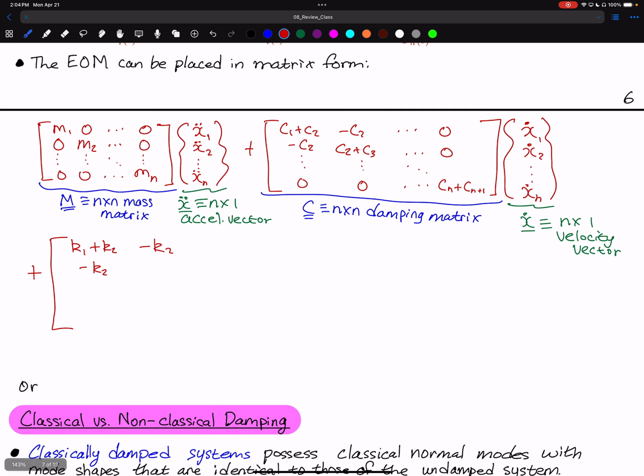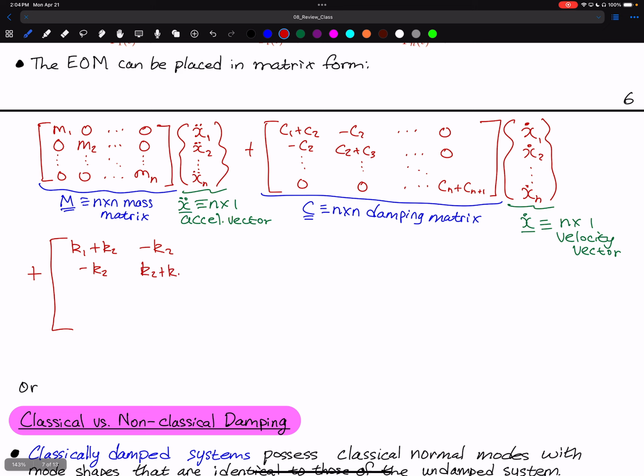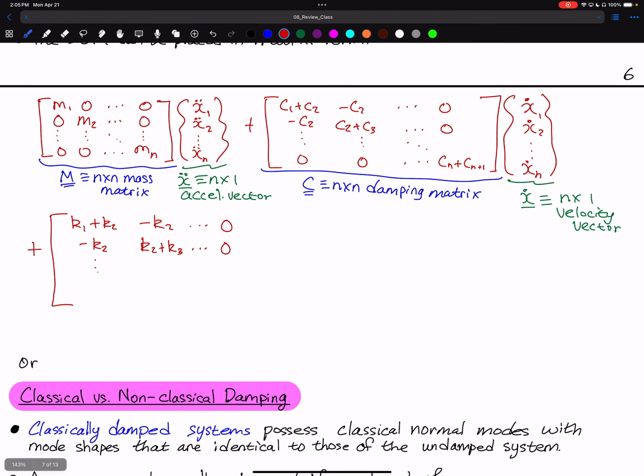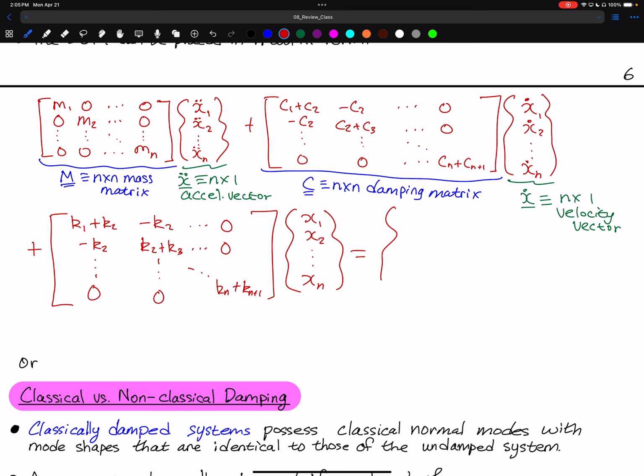And then over here, we're gonna have K2 plus K3, dot, dot, 0, dot, dot, dot, 0. Down here, we get a 0. Down here, a 0. And then lastly, we'll get Kn plus Kn plus 1. All that multiplied by the displacement vector x1, x2, dot, dot, dot, xn, and equal to the forcing vector, which will be f1 of t, f2 of t, up to fn of t.